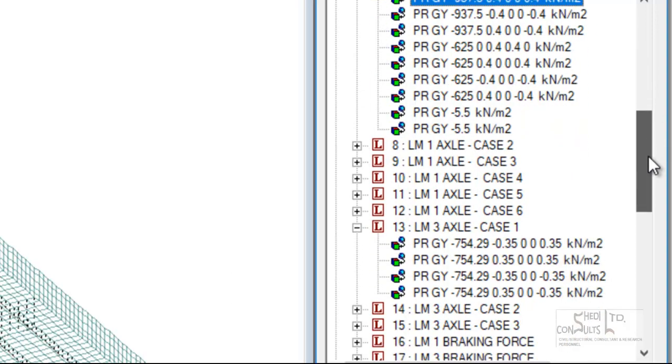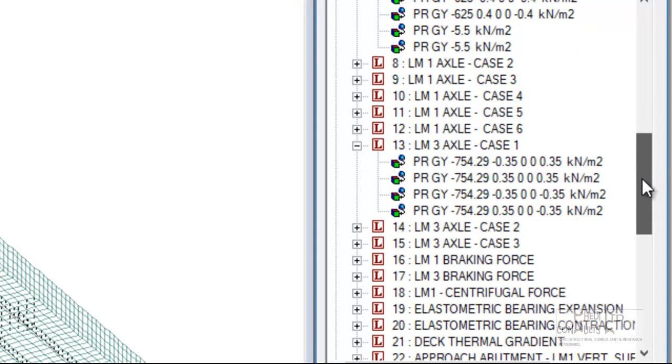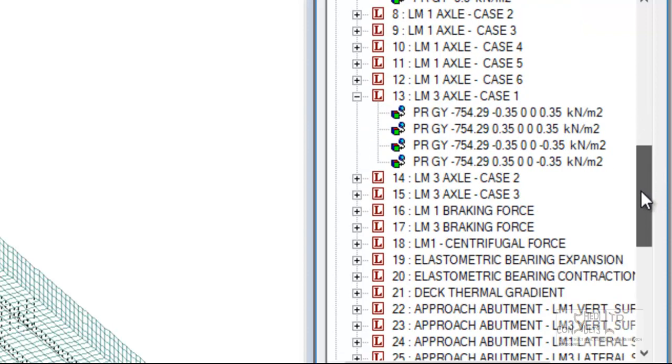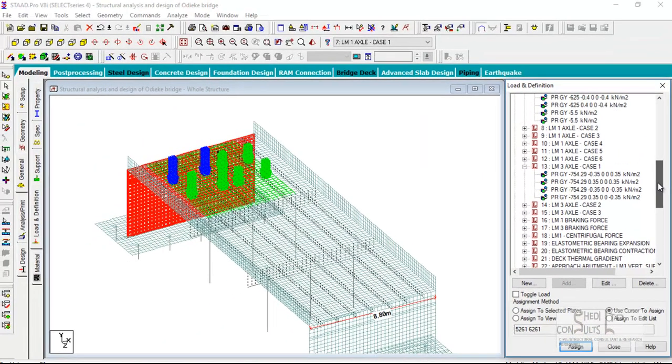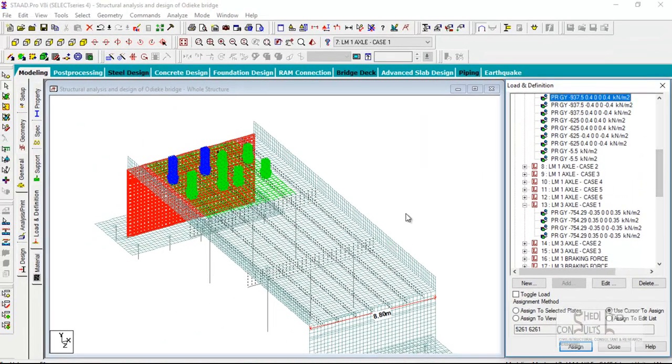Now, we have considered 6 different scenarios for load model 1. The reason is because you could have vehicles straddling on this span, or on this span, or on this span. Those are the first 3 considerations. The next 3 considerations are load model 1 straddling one of the national lanes, and then load model 3 taking the other national lane.